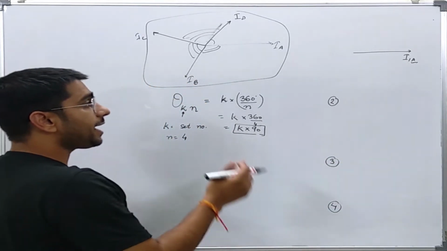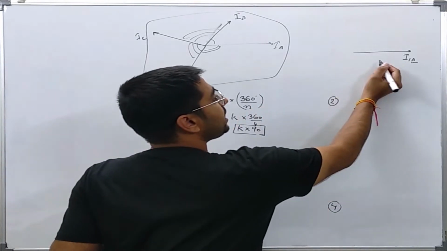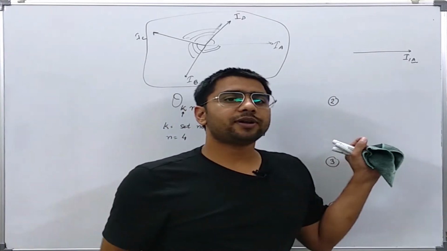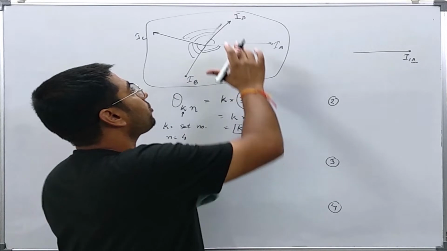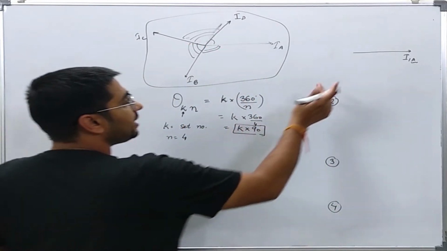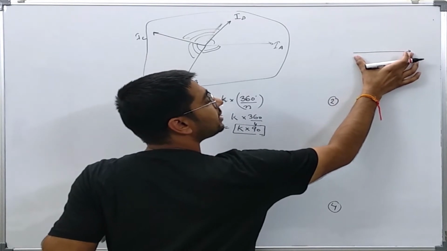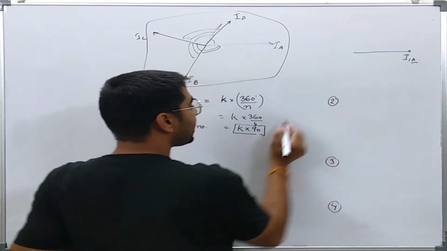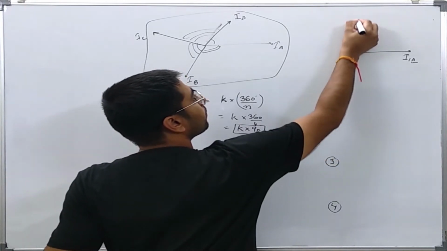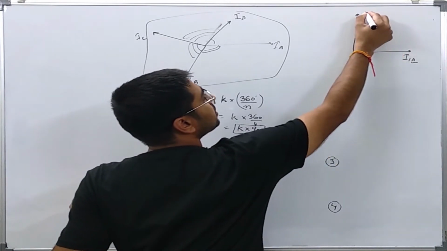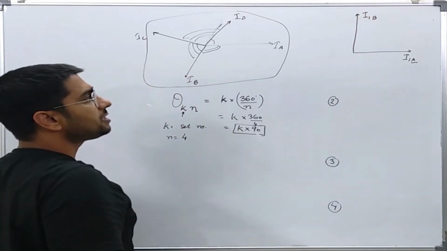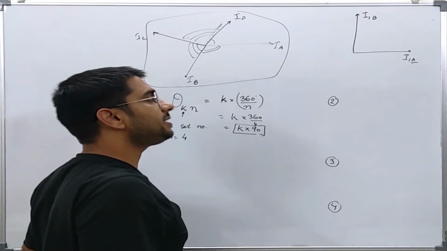Then I1B will represent the symmetrical component of the first set for phasor B. What it will be? It will be simply a phasor of the length equal to this phasor only and at an angle of 90 degree. So this is I1B.